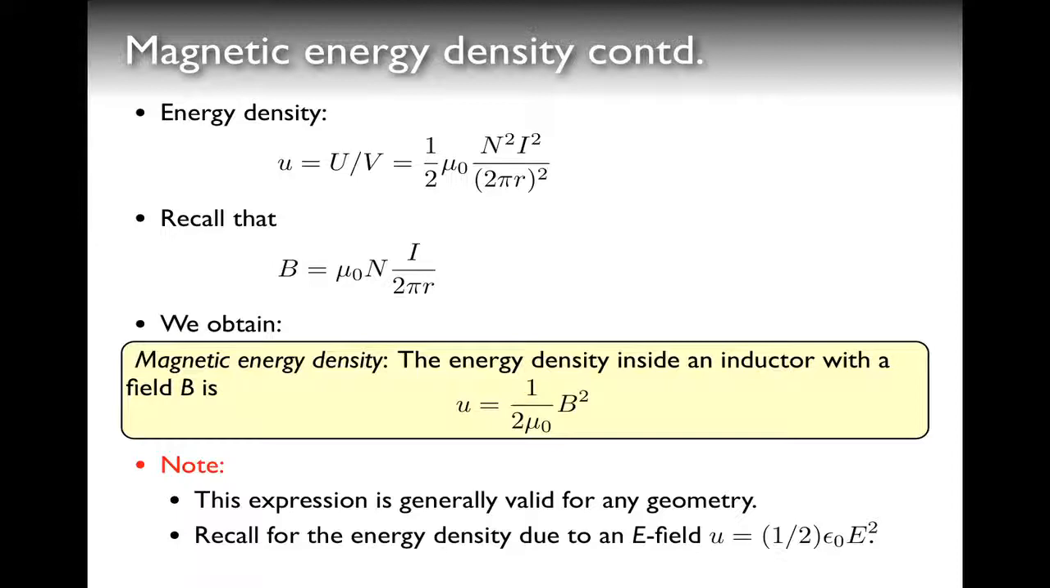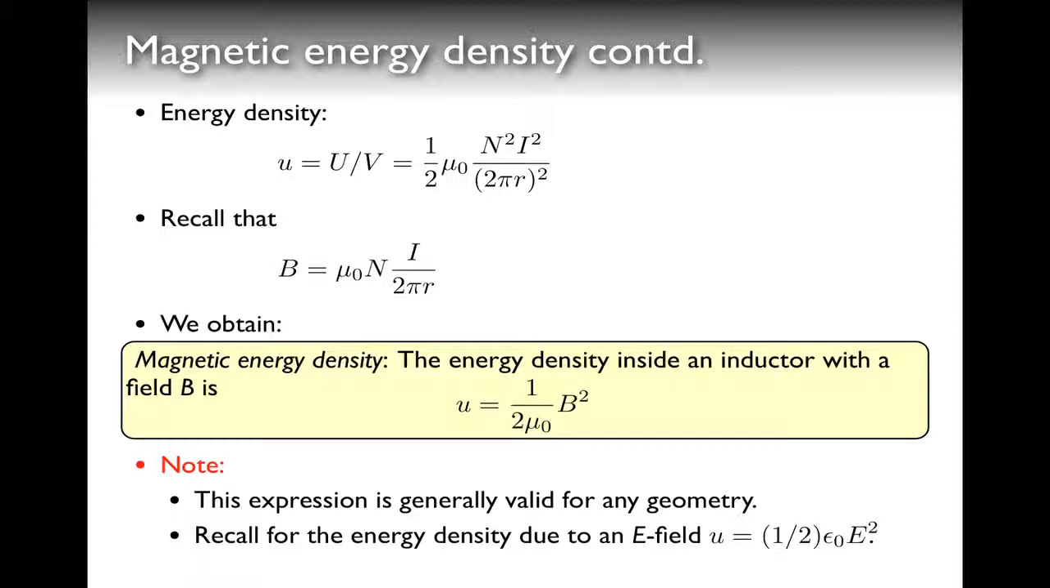What we obtain now for the magnetic field energy density is 1/2 mu naught times the magnetic field B squared. Note that, and we can do this in this class because it is too complex, that this expression is valid for any geometry, and in particular for the energy density due to an electric field. Remember that it was 1/2 epsilon naught E squared. In other words, there is some given symmetry between these two systems. This will become far more apparent when we talk about electromagnetic fields in the following chapters.